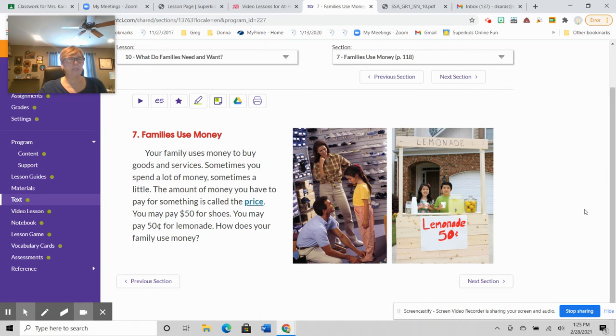And before we continue on, you can pause to do this. Go get page 68 in your social studies workbook, and we will continue on with the rest of our lesson here.